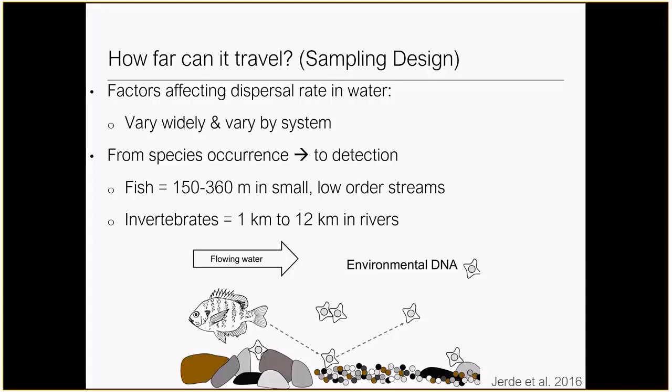So from where the species occurs to detection downstream, researchers have found in fish and small streams, we might be able to detect that fish 360 meters downstream at most. There's a much wider range in invertebrates. We might be able to detect invertebrates 1 kilometer up to 12 kilometers downstream in rivers. So you can imagine that could complicate your results. If we're talking 12 kilometers downstream, that doesn't necessarily mean the invertebrate, maybe the invasive species you're interested in, is right there at that sampling site.